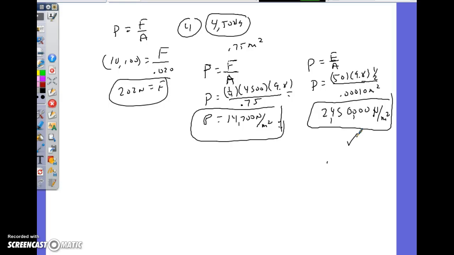Moving forward, let's talk about the next idea. I'm going to skip lift. We're going to do that later. We'll do that when we're together. Let's talk about hydraulic machines.